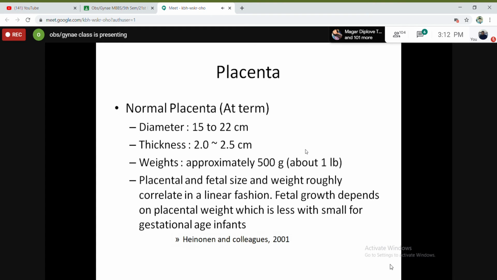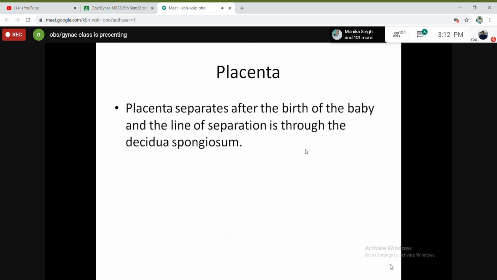So placental and fetal size will roughly correlate in a linear fashion, and fetal growth depends on the placental weight, which is less with small for gestational age infants. Approximately, the placenta weighs around one third of the weight of the baby. The placenta separates after birth of the baby through the line of separation through the decidua spongiosum, basically the Nitabuch layer, as I've already said.